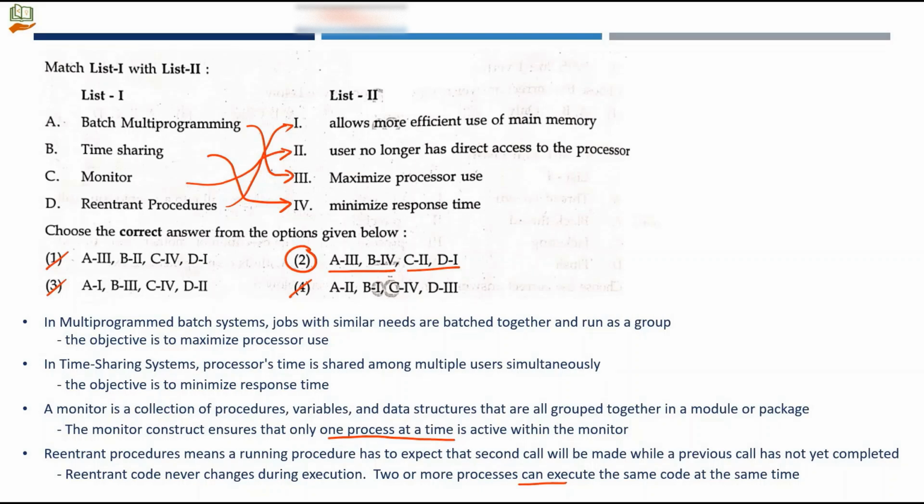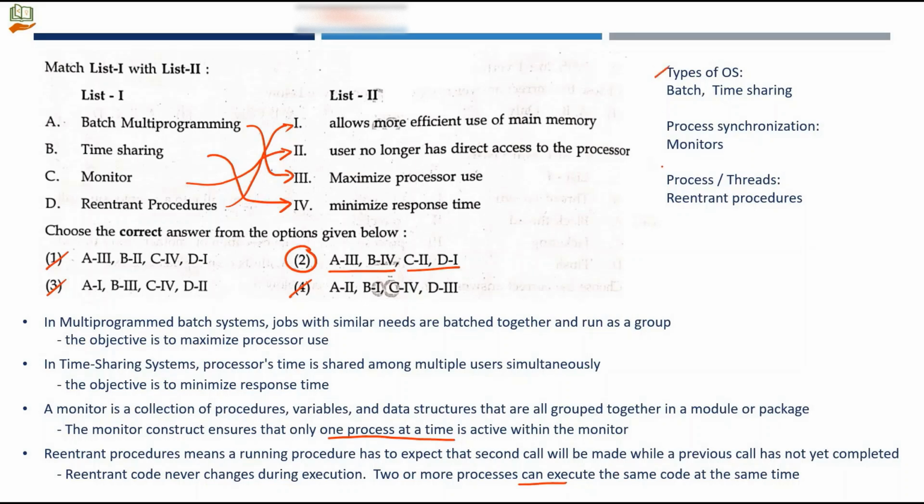To know about batch multiprogramming and time sharing, you have to look into the topic types of operating systems. To know about monitors, look into the chapter process synchronization. You can check this even in the reference book. Regarding re-entrant procedures, you have statements about it in process chapter as well as in threads chapter.